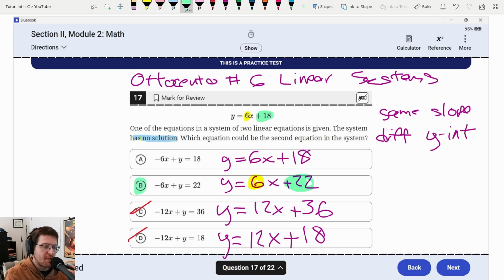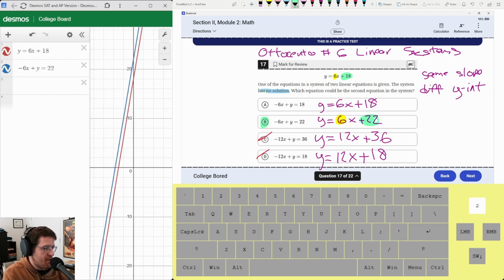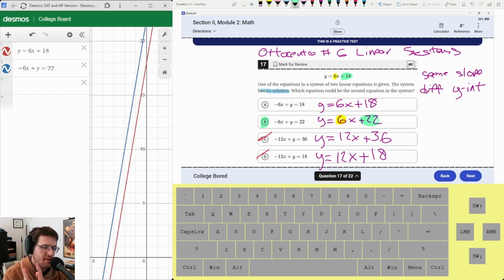We can also graph these on Desmos and solve it using guess and check. Let's go do that. Okay, for no solution, we're looking for a graph of parallel lines. So I'm looking at choice A right now. And you see choice A, the blue is right on top of the red. So that means they have infinitely many solutions, not no solution. Let's try choice B. Okay, choice B. These lines look to be perfectly parallel. They're never going to cross, so they have no solution. Choice B is the answer.